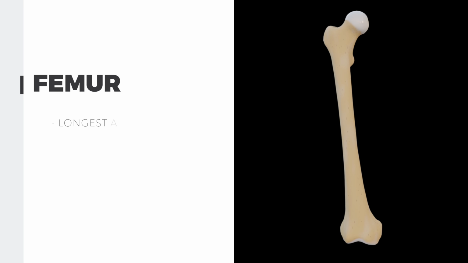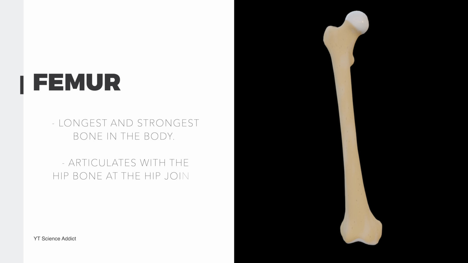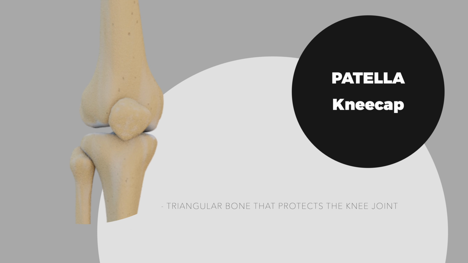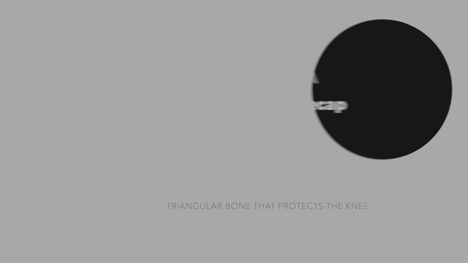The femur is the single bone of the thigh and the longest and strongest bone in the body. It articulates with the hip bone at the hip joint and with the tibia and patella at the knee joint. The patella, commonly known as the kneecap, is a triangular bone that protects the knee joint and enhances the leverage of the quadriceps femoris muscle.